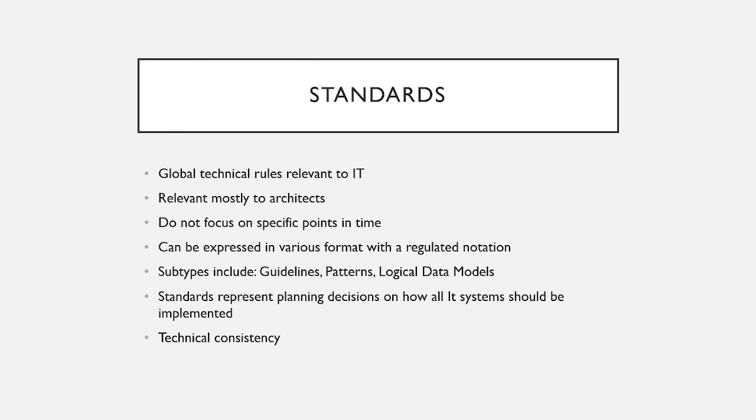Up next, we have standards, global technical rules relevant to IT, mostly to architects. They don't really focus on a specific point in time and are expressed in various formats with a regulated notation. Subtypes include guidelines, patterns, and logical data models. Patterns being generic reusable solutions to commonly occurring problems in the design of IT systems, and logical data models being logical or even physical platform-specific definitions of common data entities and their relationship. Standards represent planning decisions on how all IT systems should be implemented, and play a large role in technical consistency.